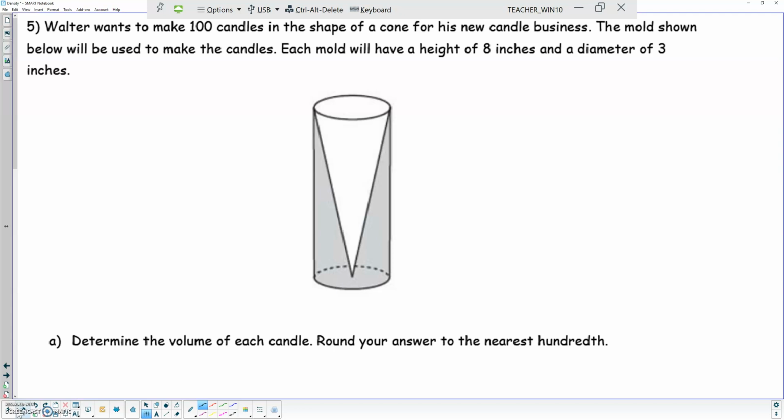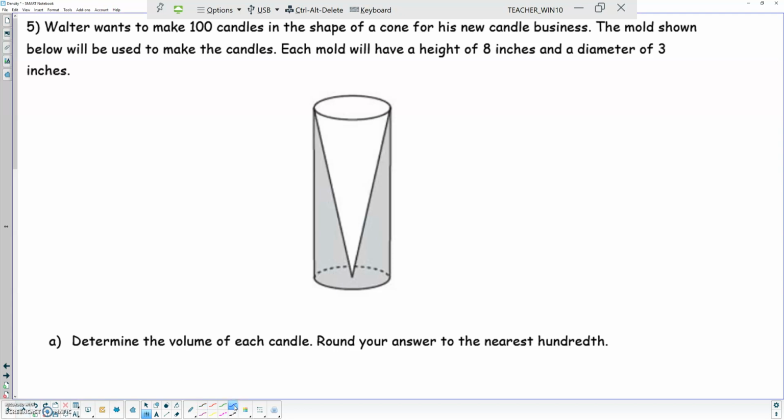Walter wants to make 100 candles in the shape of a cone for his new candle business. The mold shown below will be used to make the candles. Each mold will have a height of 8 inches and a diameter of 3 inches. Okay. So part A says determine the volume of each candle, round your answer to the nearest hundredth.